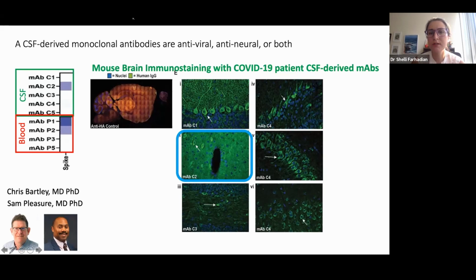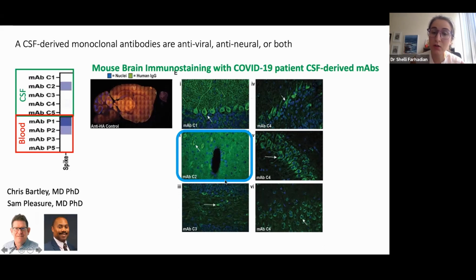At the same time, reports had been coming out about potential autoimmunity in COVID-19 patients. So in collaboration with Chris Bartley and Sam Pleasure, again at UCSF, we took our panel of monoclonal antibodies from CSF and from blood and tested them for immunoreactivity against brain tissue using mouse brain immunostaining, in which the monoclonal antibody is incubated with rodent brain sections and counterstained with immunofluorescence.